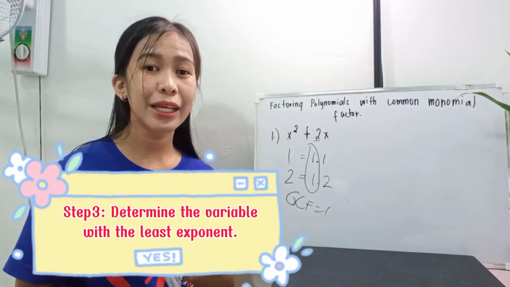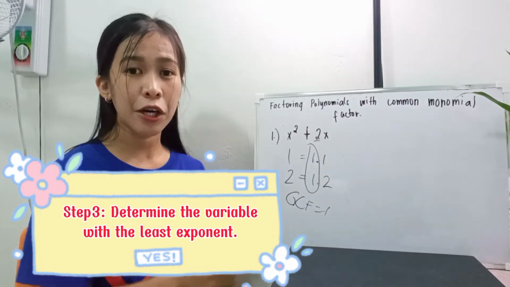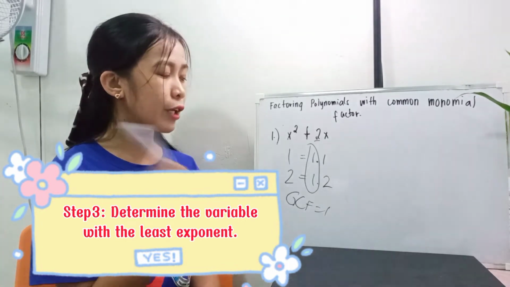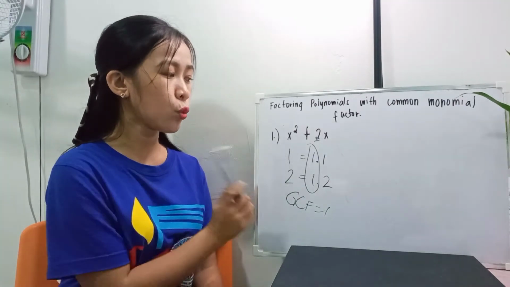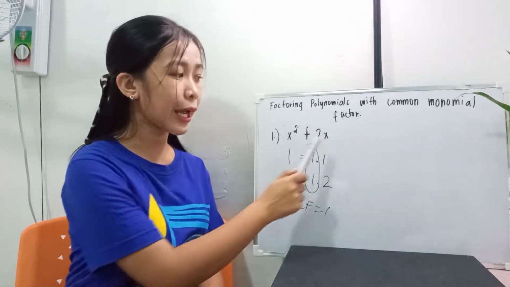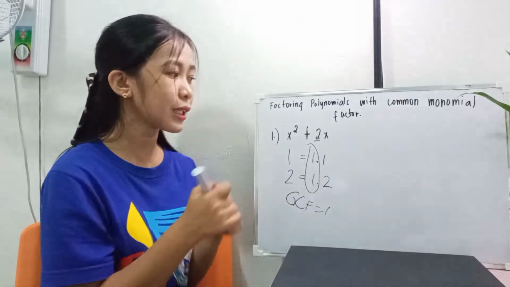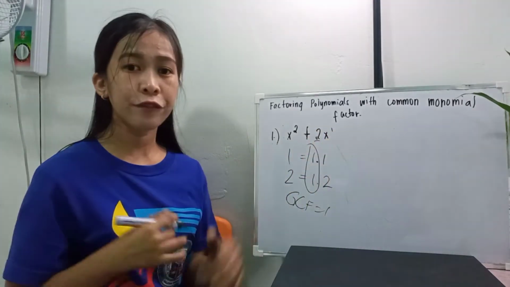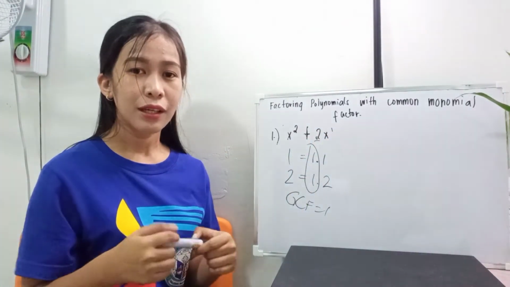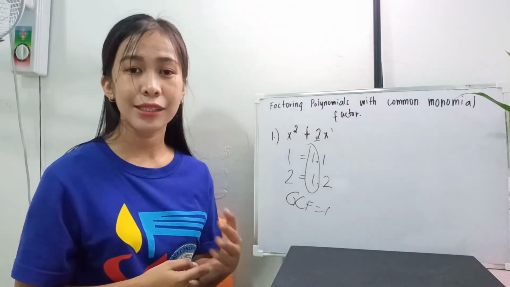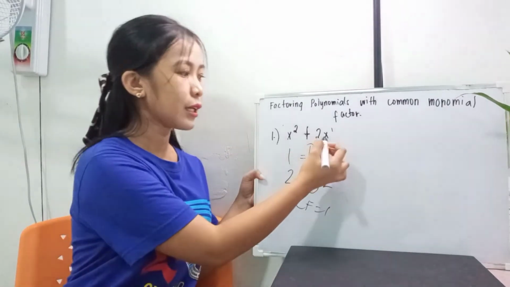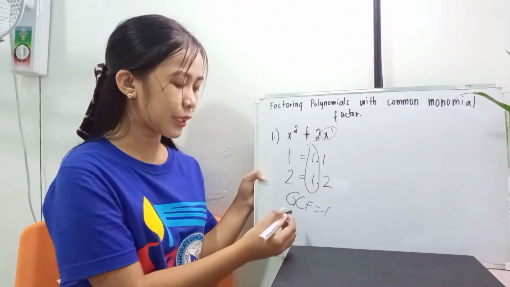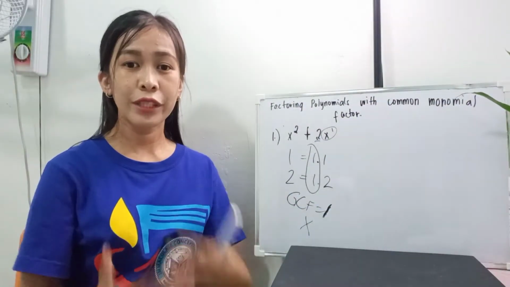Okay? So, for our step number 3 is to find the variable with the least exponent or yung variable na may pinakamaliit na exponent in each terms given. Okay? So, we have here x raised to 2 and x lamang or x raised to 1. Automatic din yan, may 1. Therefore, ano ang ating variable with the least exponent? Of course, si x. Okay? So, kunin natin yan. We have x.